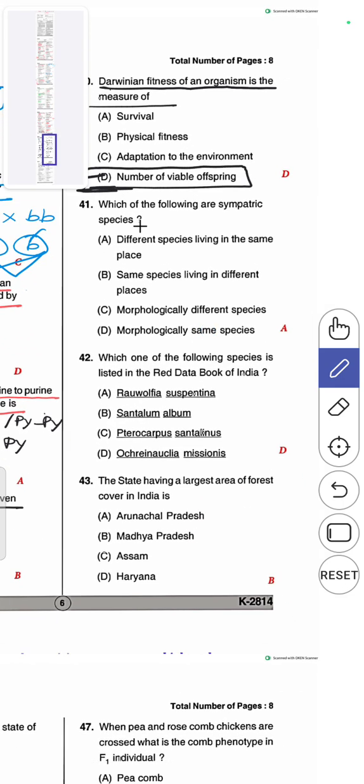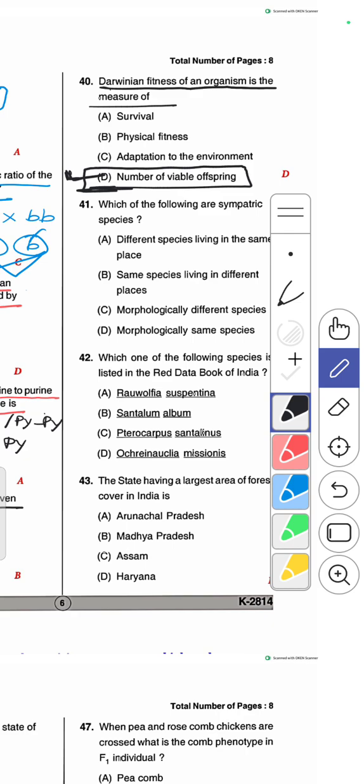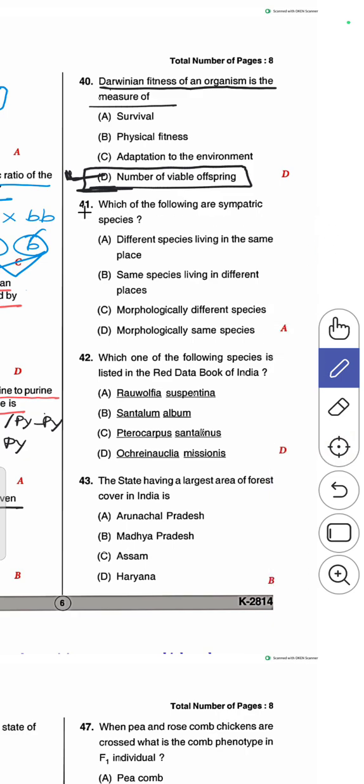Then 41, which of the following are sympatric species? Sympatric, parapatric species. Again, it will come under the evolution chapter. Sympatric means different species living in the same place. Sym means same place. In the same place, if you come across different species, then it will be considered as sympatric. So 41 is the right answer.